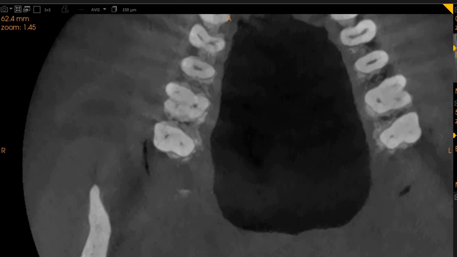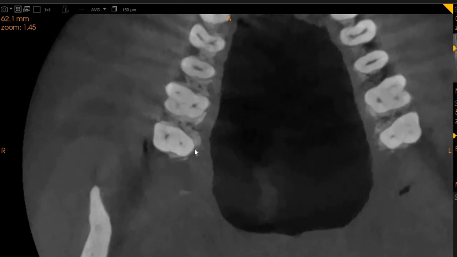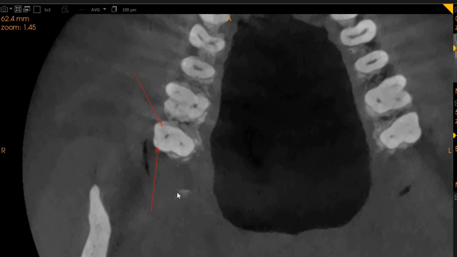The only thing we can remotely identify is this lesion on the distal aspect and this one on the mesial. So if it's on the buccal and extending from the distal to mesial clinically, we can see it here at the mid-tooth level, at the orifice level. But other than that, we don't see anything major in this section.